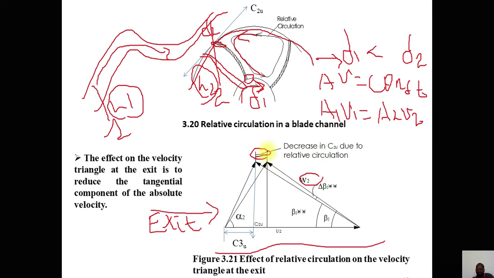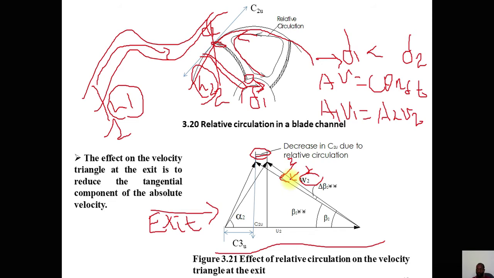Since C2U, the tangential velocity, is decreased by this amount, therefore W2 is also affected. The relative circulation is increased in magnitude. If you compare these two, at 1 and 2, in magnitude, number 2 is greater than number 1.